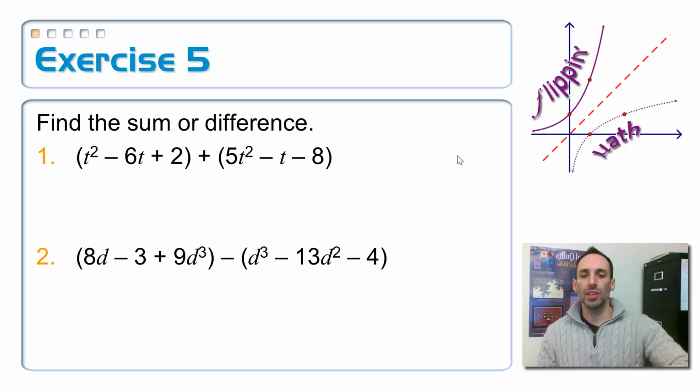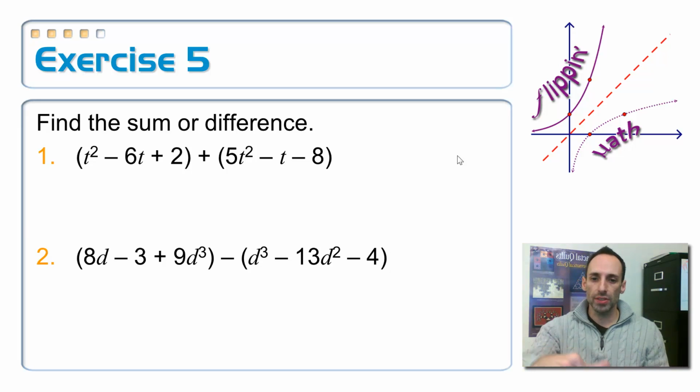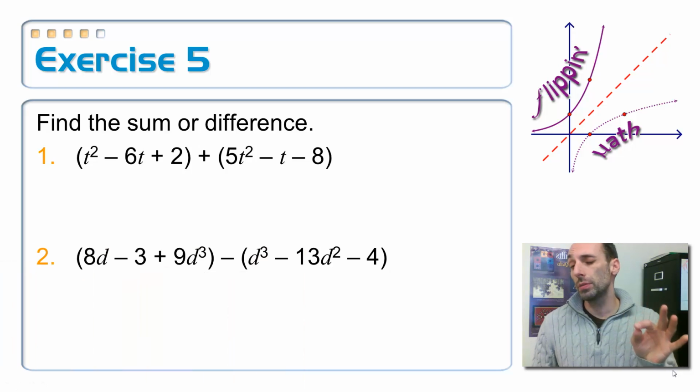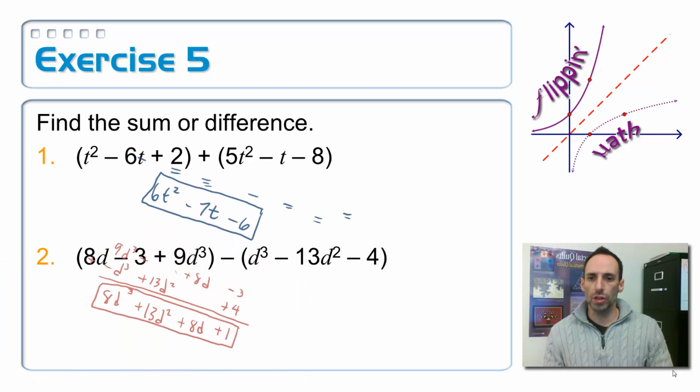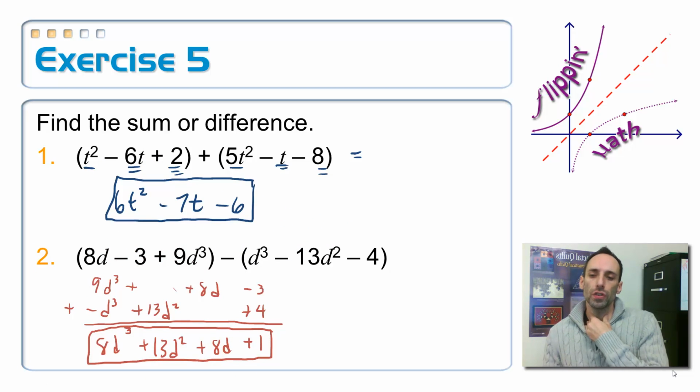Okay, so here's a time for you to pause the video. Just practice that on these two polynomials. I'm adding something and I'm subtracting something. Okay, so that should have been pretty simple, right? So let's check our answers here. For the first one, combining our like terms, I should get 6t squared minus 7t minus 6.